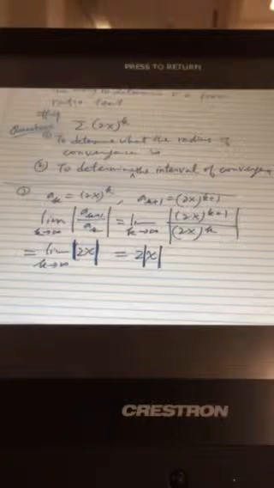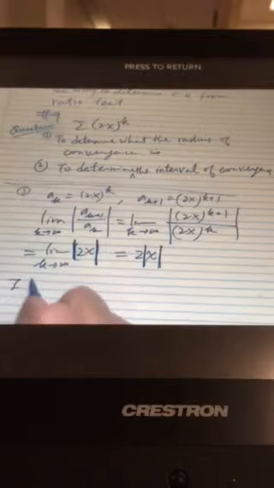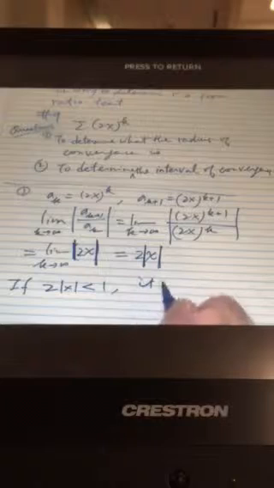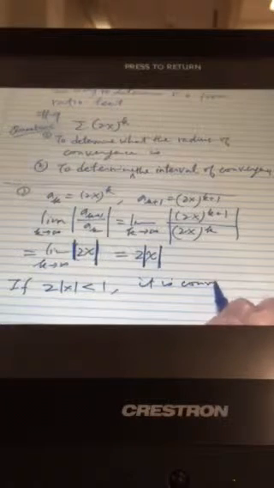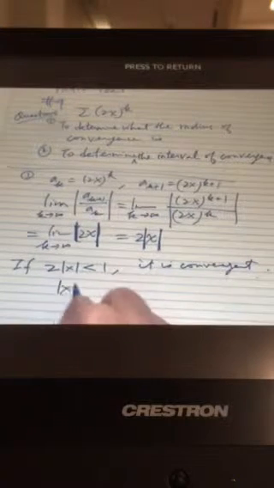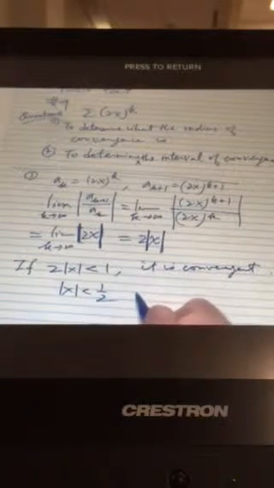Now, the ratio test says what? If this limit is less than 1, it is convergent. So |x| is less than 1/2. It is convergent.